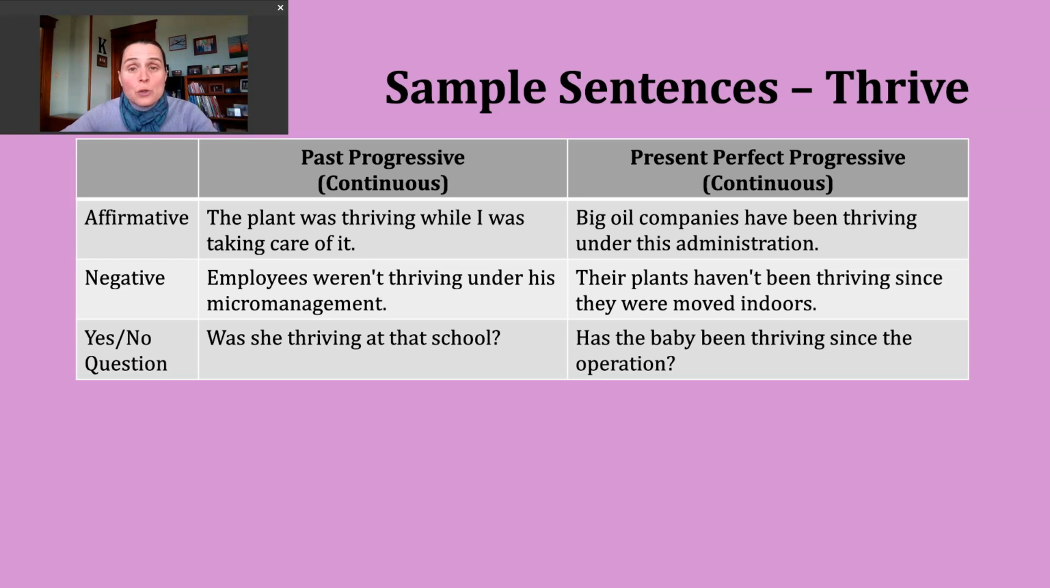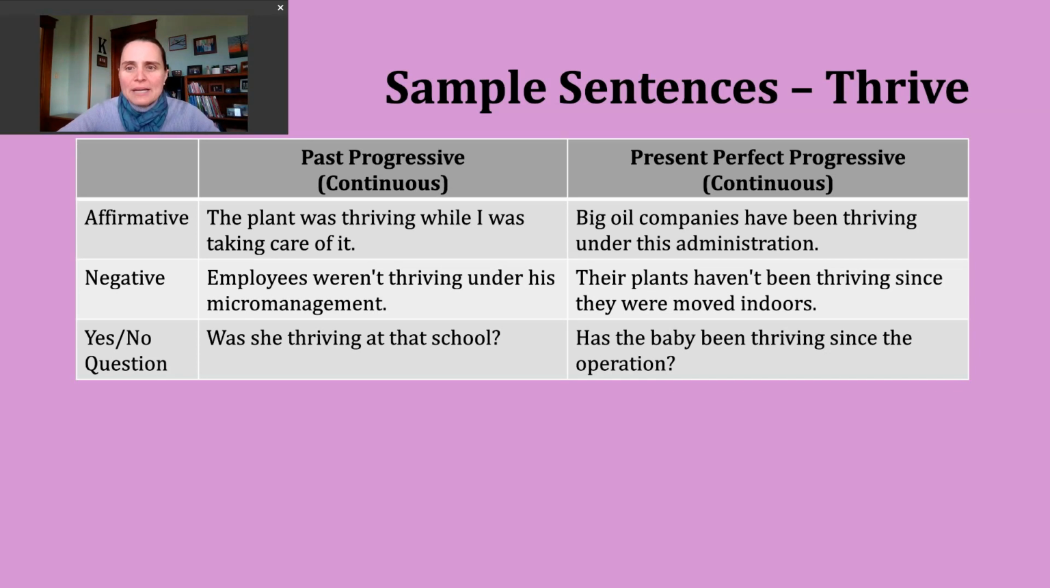Okay. So let's quickly review. If our subject is I, you, we, or they, we use have, been, and the ing form the verb. If the subject is he, she, or it, we use has been, and then the ing form. Let's take a look at an example sentence.